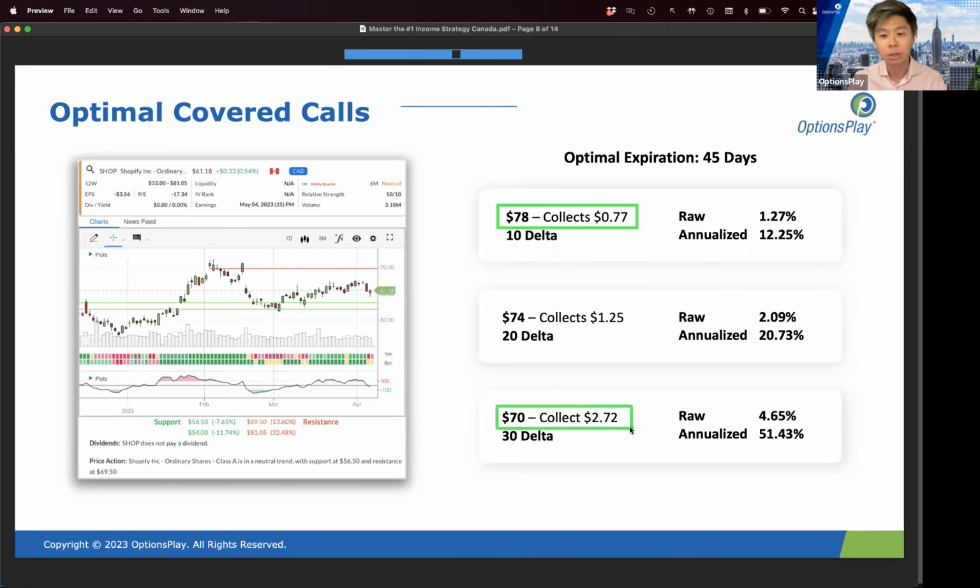versus, let's say, $70, what's the difference in terms of income between these two numbers? One, you can generate $2.72 of income, 51% annualized return. The other one, you generate 77 cents or 12% annualized return. The difference between those two numbers is roughly $2. Right? The difference in income between the more aggressive strategy and the more conservative strategy is $2 extra worth of income. But what happens when the stock makes a big move? How much are you giving up for those extra $2? You're giving up a total of $8 in upside.